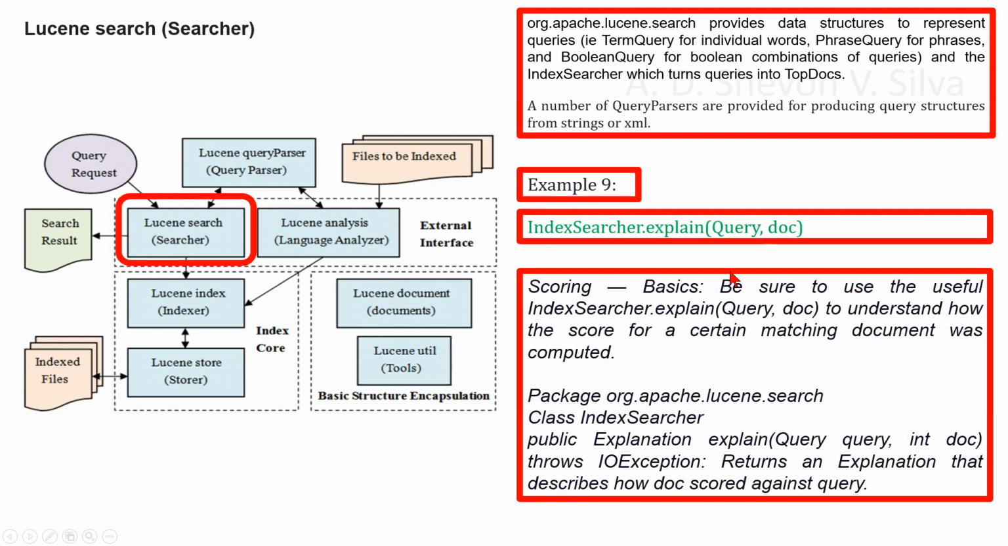Now we are considering scoring basics. Be sure to use the useful index searcher.explain query doc to understand how the score for a certain matching document was computed. The method public explanation explain query int doc returns an explanation that describes how doc scored against query, in the class index searcher in the package org.apache.lucene.search. The scoring is very much dependent on the way documents are indexed, so it is important to understand indexing.